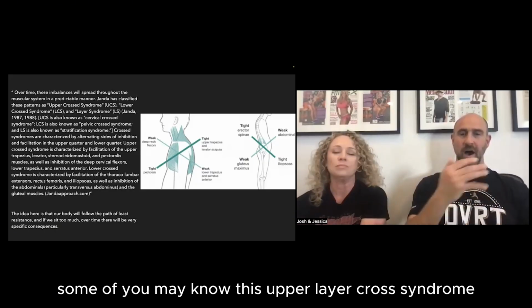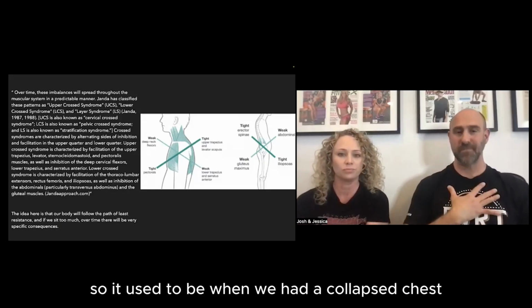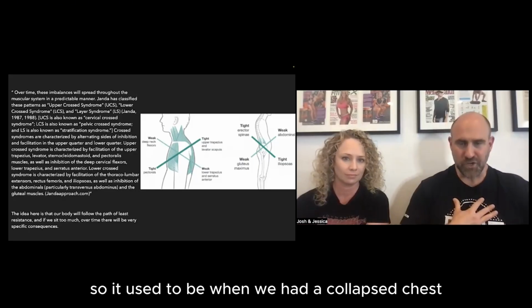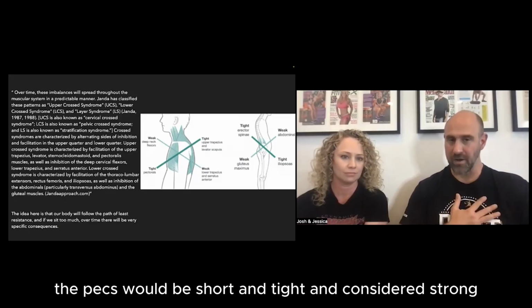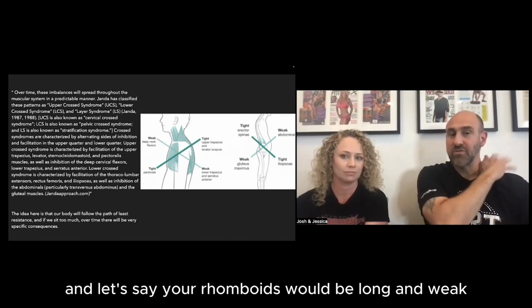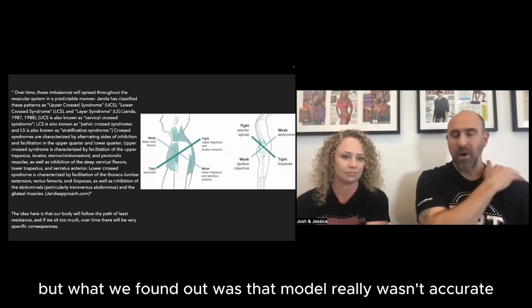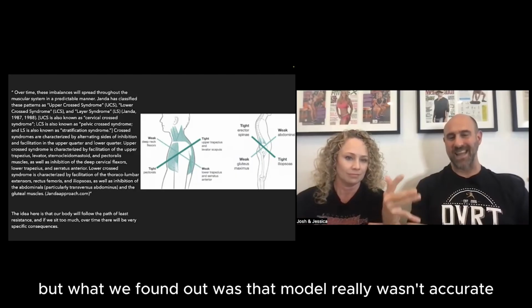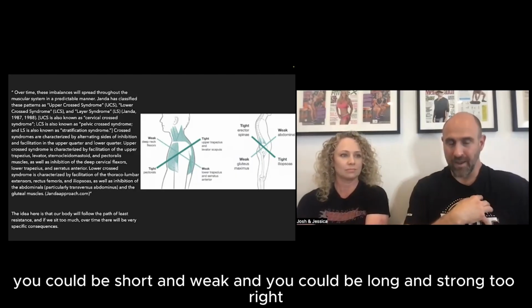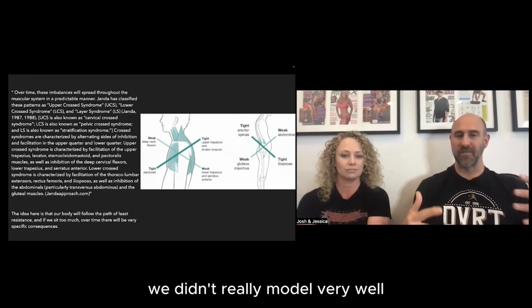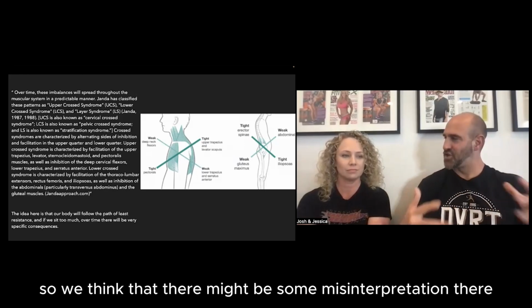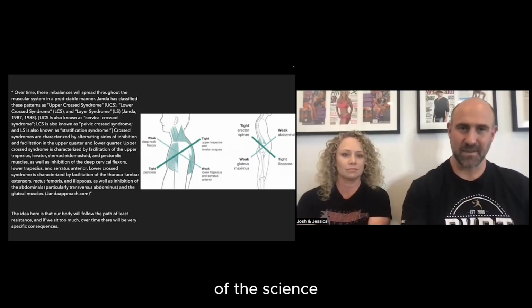Some of you may know this: upper and lower cross syndrome. It used to be when we had a collapsed chest, the pecs would be short and tight and considered strong, and let's say your rhomboids would be long and weak. But what we found out is that model really wasn't accurate. You could be short and weak, and you could be long and strong too, right? We didn't really model it very well. So we think there might be some misinterpretation of the science.